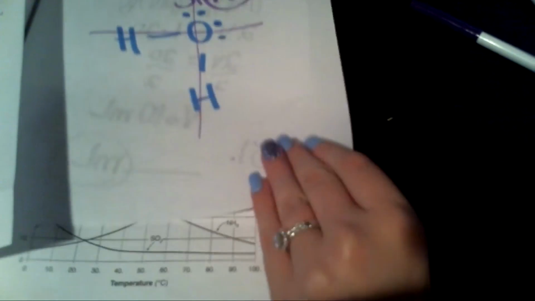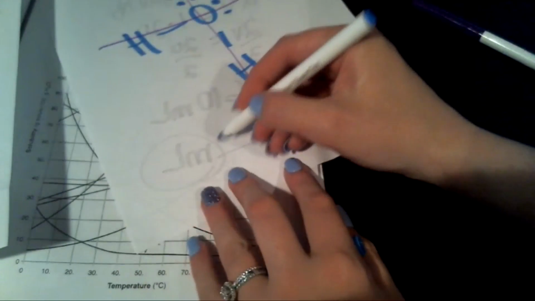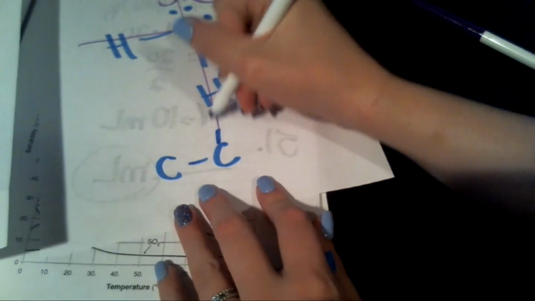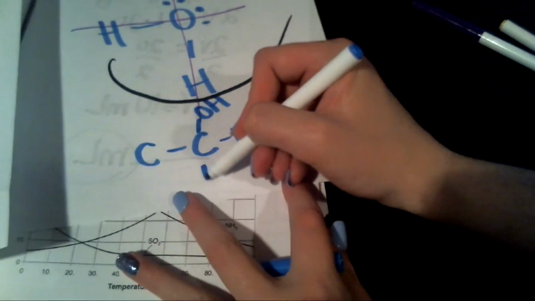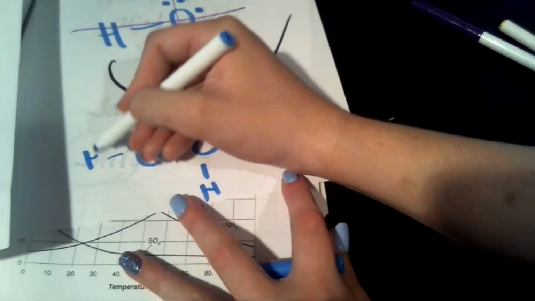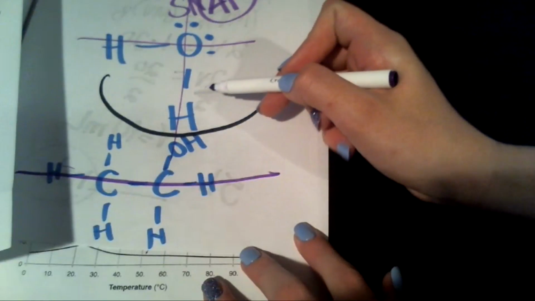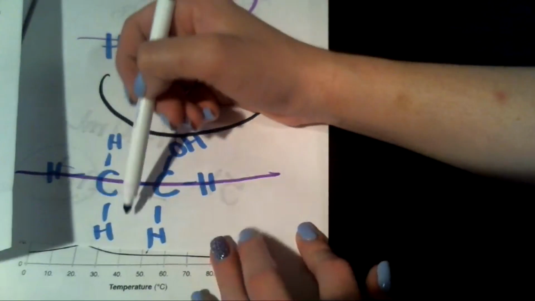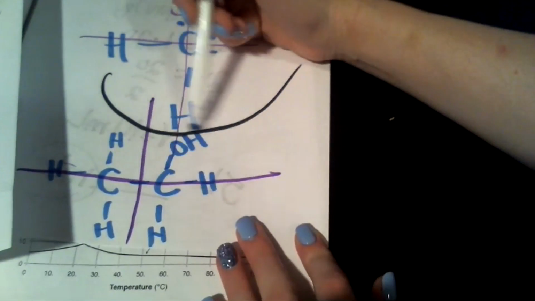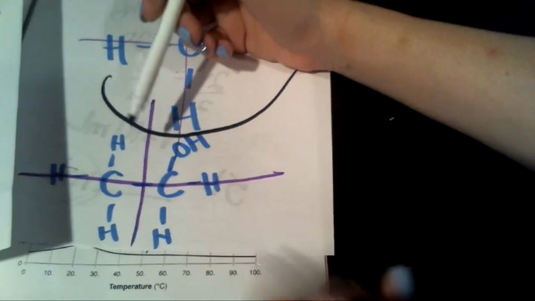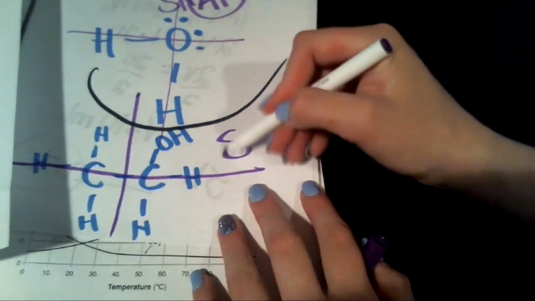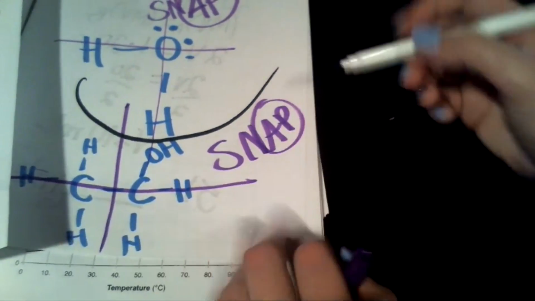I'm going to do the same thing for ethanol. It's 2 carbons, and then an OH. Let me just put a line here to separate. OH. There's all my H's. If I separate this molecule, top and the bottom are not the same. This side has an OH, this side does not. If I split it in the middle, right side has an OH, left side does not. So this would also be asymmetrical and polar.